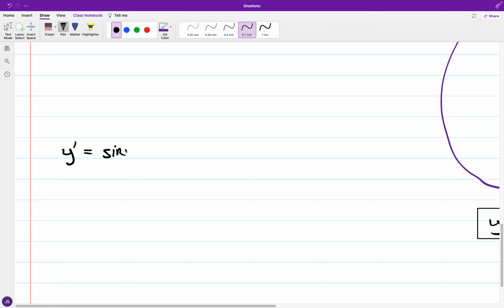the sine of 4x, and we'll say that we have plus 3x squared. Okay, and again, because we have just a first order differential equation, we have that the complementary solution is just going to be a constant.